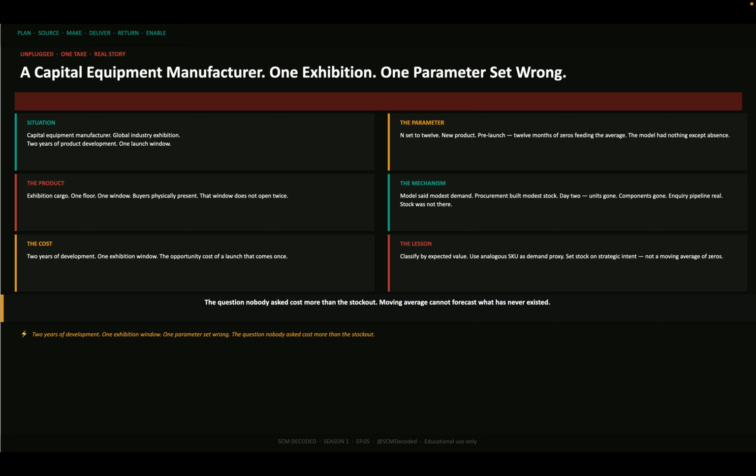So what happened? 2 years of development, one exhibition window, one parameter set wrong. Moving average cannot forecast what has never existed. The question nobody asked cost more than the stock out.